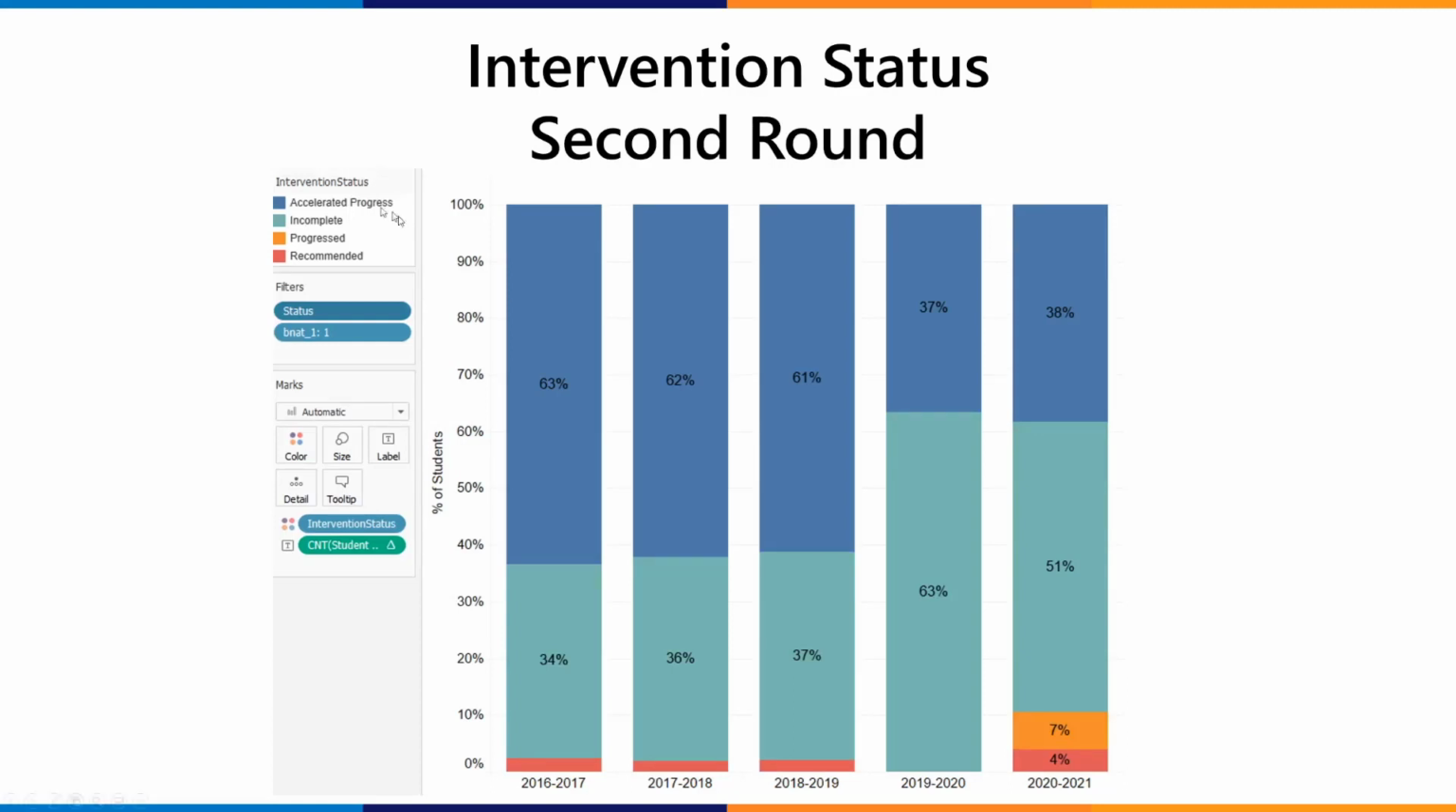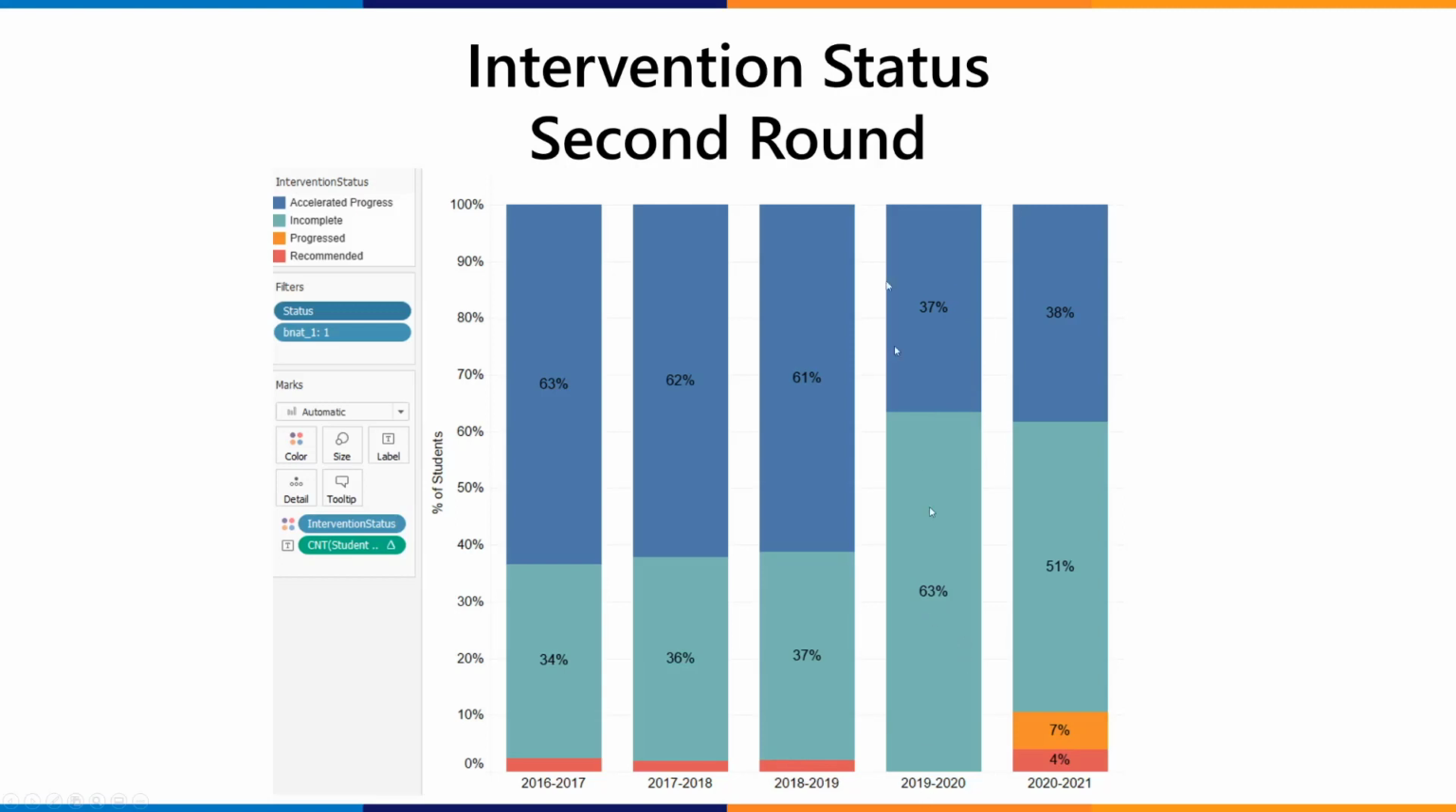We've added another color, the sort of teal color. This is our incomplete students. You can see that usually in the past, we've had about 61-ish, 62-ish% of kids who are accelerated progress, and around between 34 to 37 percent of kids who are incomplete, and then with about 1 or 2% of kids who are recommended.